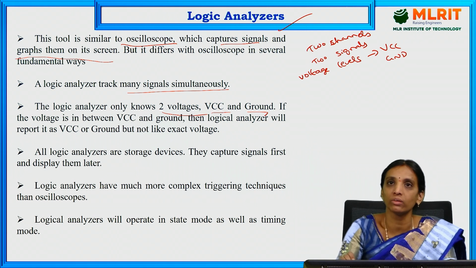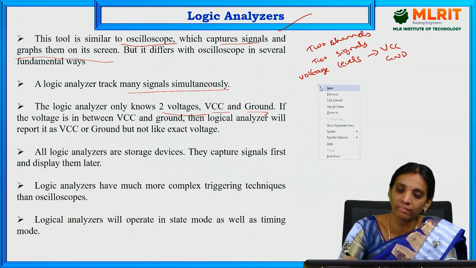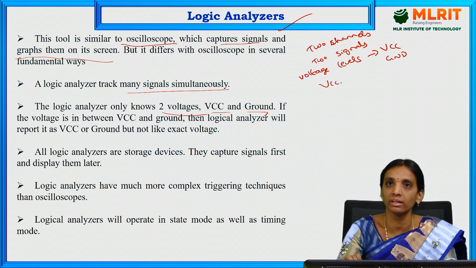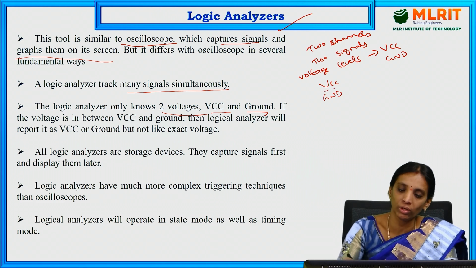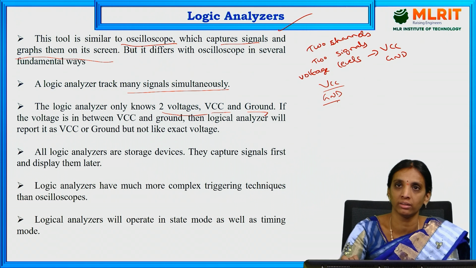Here we need to give a reference level. Any voltage above that reference level can be treated as equivalent to VCC, and any voltage below the reference level can be treated as ground level, so that using only two levels we can display our waveform in the logic analyzer. Therefore it cannot give the exact voltage, it can give only an estimated voltage.